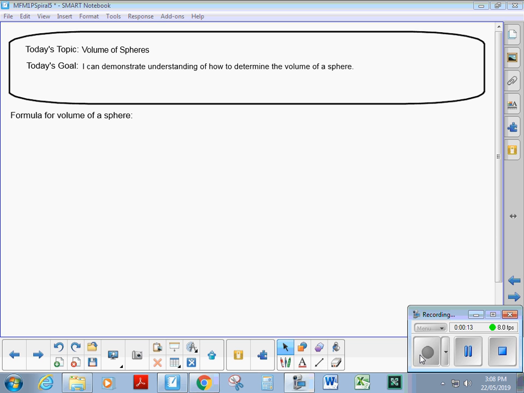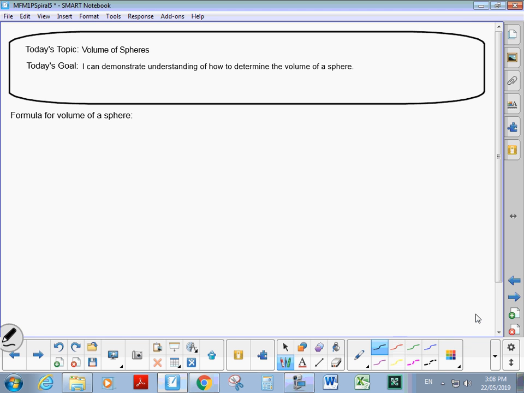In earlier lessons we developed the formulas based on some of the other shapes. In the case of the sphere, I'm not going to bother. The formula is complicated to develop from first principles, so it's going to be on your formula sheet.